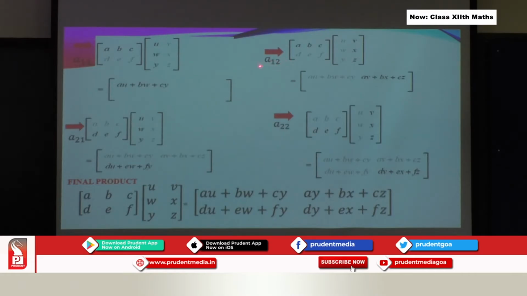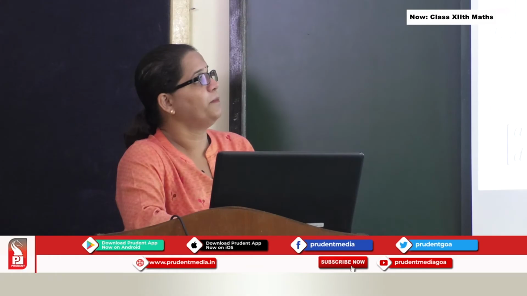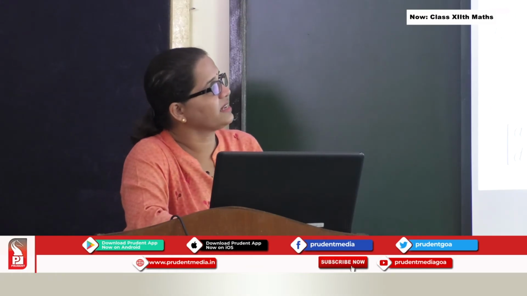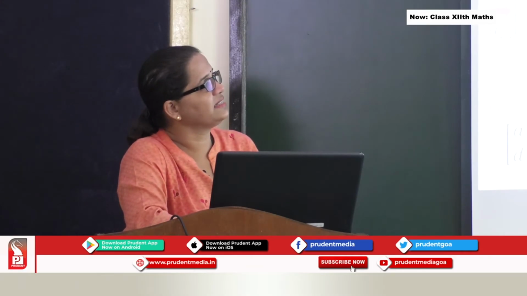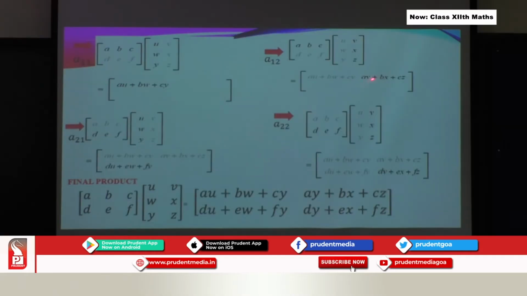Let us look at the next entry. Next entry is what? A12. Now this suffix number will give you the address. Now look at this, I am focusing on first row and second column. See, first row remains steady. So first row, second column. See what I am getting: AV plus BX plus CZ. Look at this, I am getting the second entry of the first row.